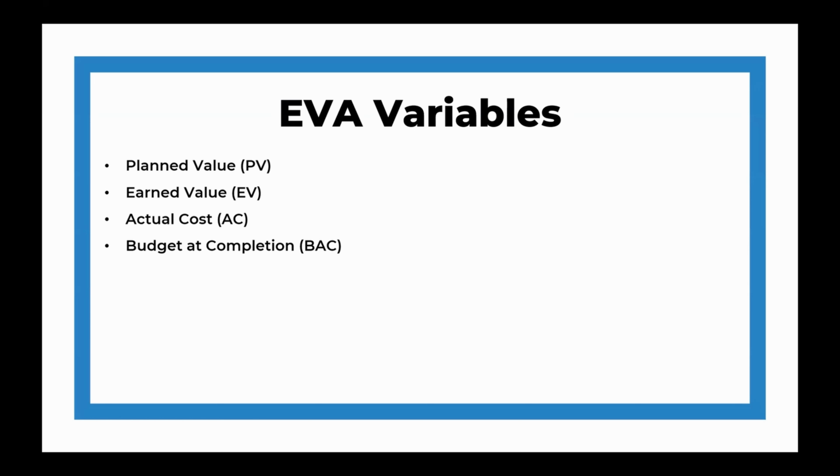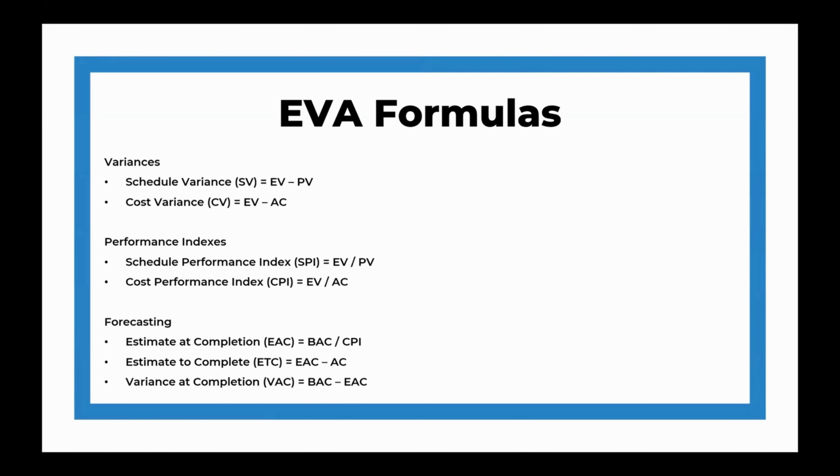Now, these four numbers form the foundation of all EVA calculations. Once we know PV, EV, AC, and BAC, we can start analyzing project performance. Now, let's walk through some of the EVA formulas themselves. These calculations allow us to evaluate schedule performance, cost performance, and future projections. We start with the variances.